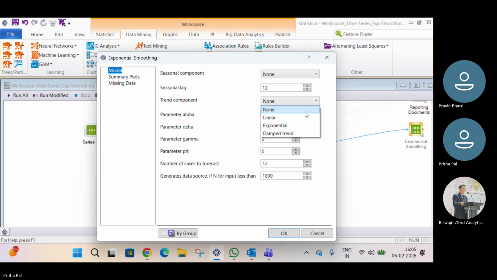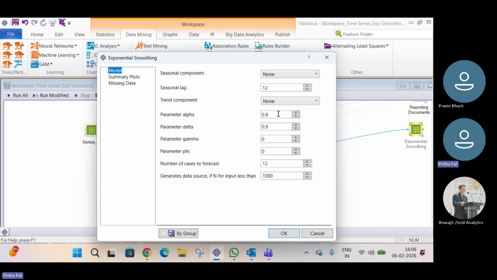trend. Linear trend means the series increases by a constant amount over time, and exponential trend means the series increases by a constant growth rate, and damped trend means the series will first grow initially, then after a certain point of time it will gradually decrease, then we use the damped trend. So for the time being we are using none because we are just showing what simple exponential smoothing is.